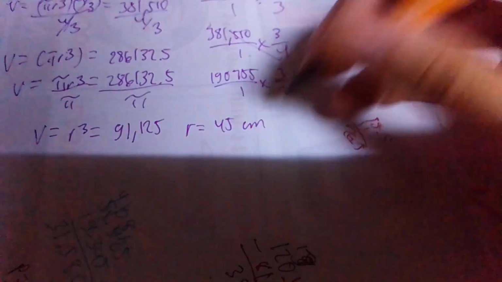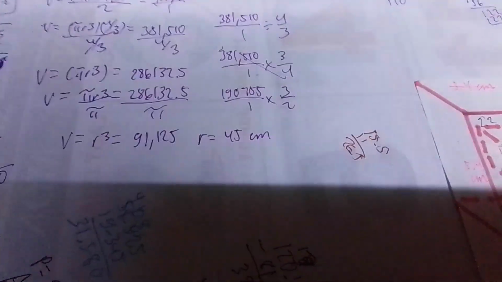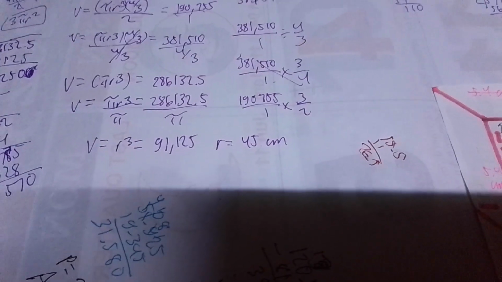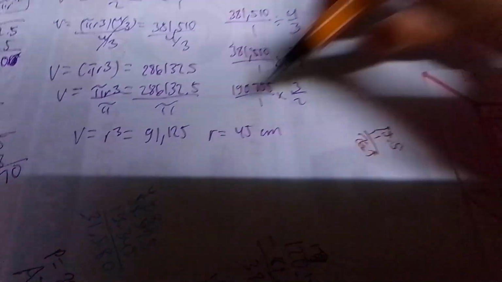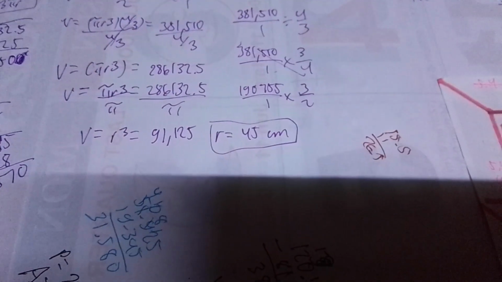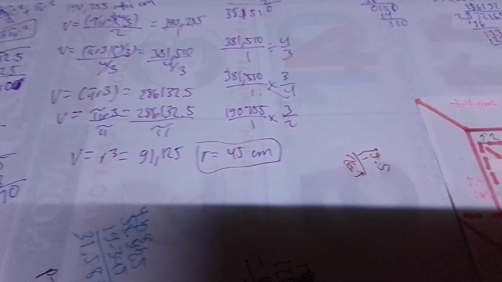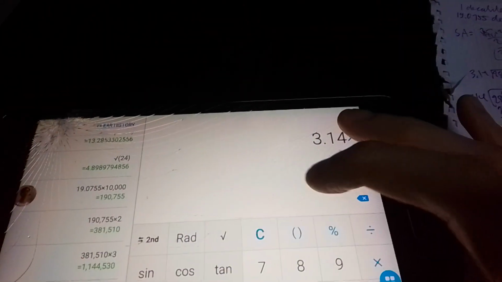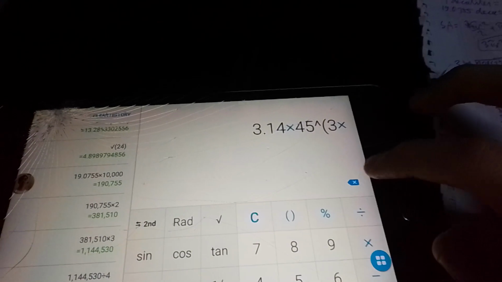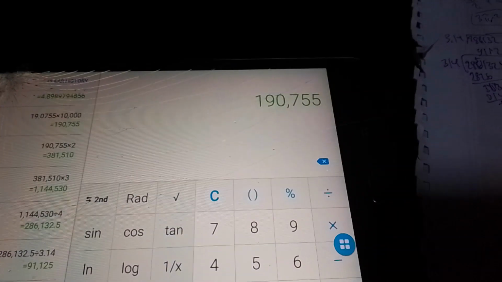What's your unit? If it's cubic cm, therefore, it's still centimeters. So the radius is 45 cm. Alright? So yun na yung radius namin. Our radius measures 45 cm. Okay? But wait, we're still not yet done. Because remember, that's still not yet the answer. But if we want to check, ganito yung mangyayari. So therefore, it's 3.14 times 45 raised to the third power times 4 divided by 3 divided by 2. Yan, we should get the answer of 190,755. Okay? Now, we're asked to get the surface area.